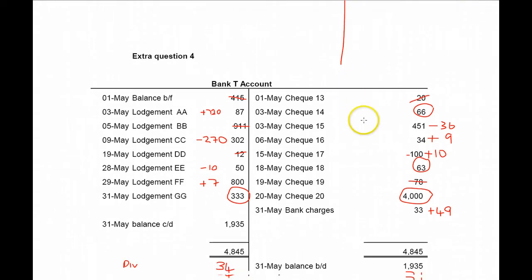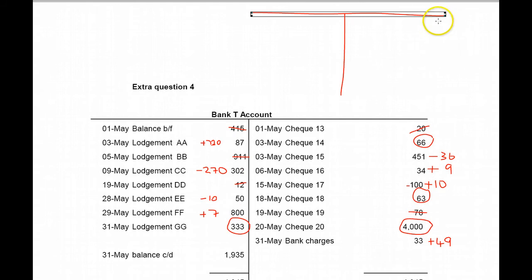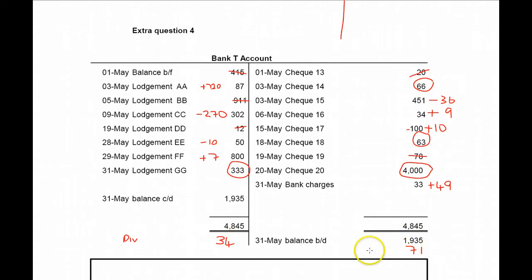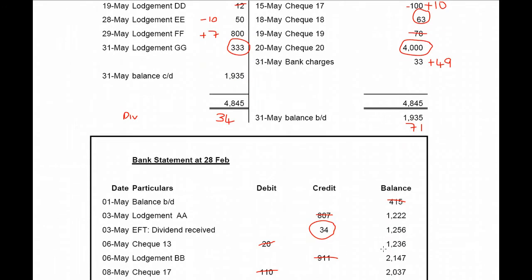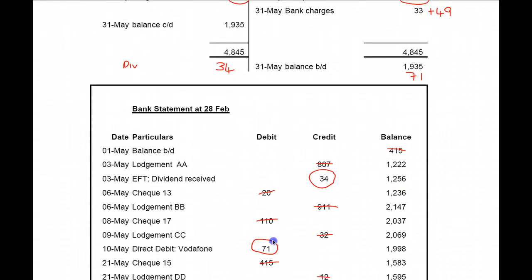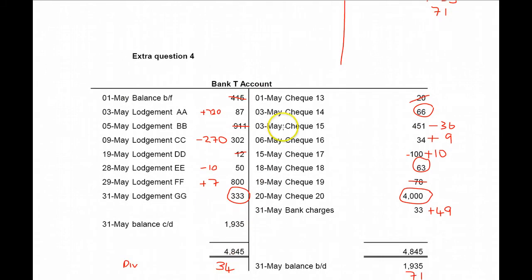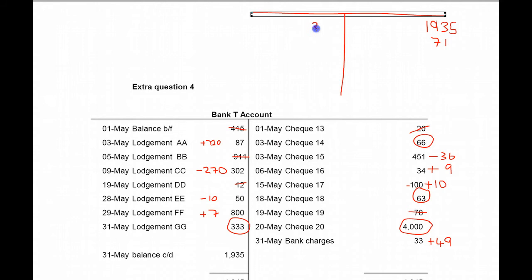Here's the T account. Our closing balance is 1935. That's your starting point. There were two things missing, and it's easy to put them in at the start. So the 71 was the direct debit, not recorded, and there was 34 dividend out, not recorded. Dividend received, not recorded, and direct debit not recorded.